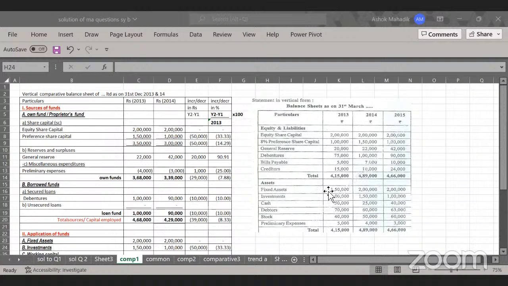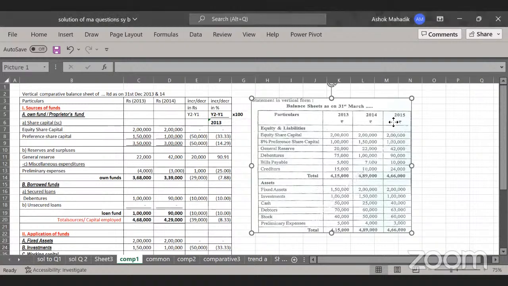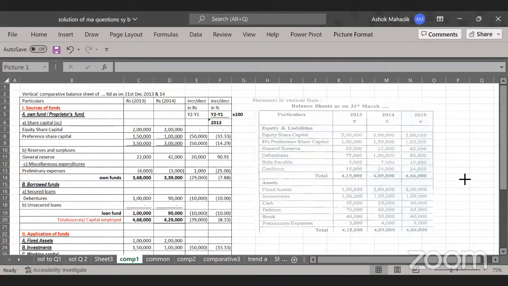So let us start with vertical balance sheet, comparative and trend analysis. Common size, you can refer to the earlier lecture. That lecture video is important. First do that and later on go to this one, in case you want to revise it. So you can see here the balance sheet is given to us.